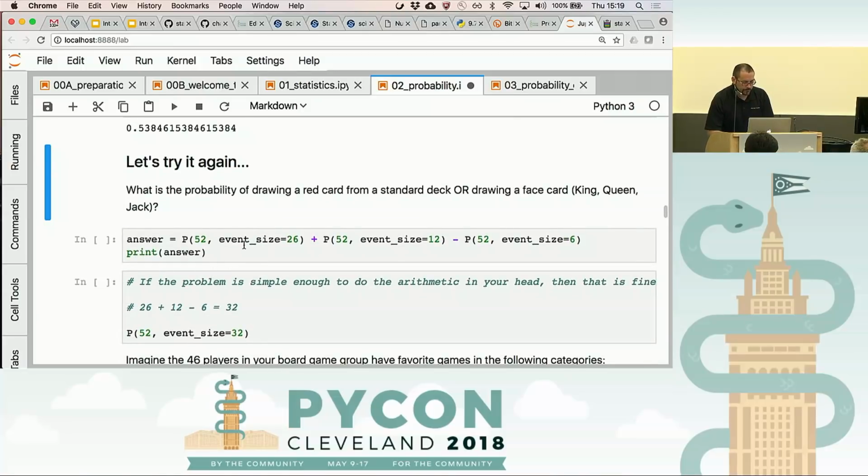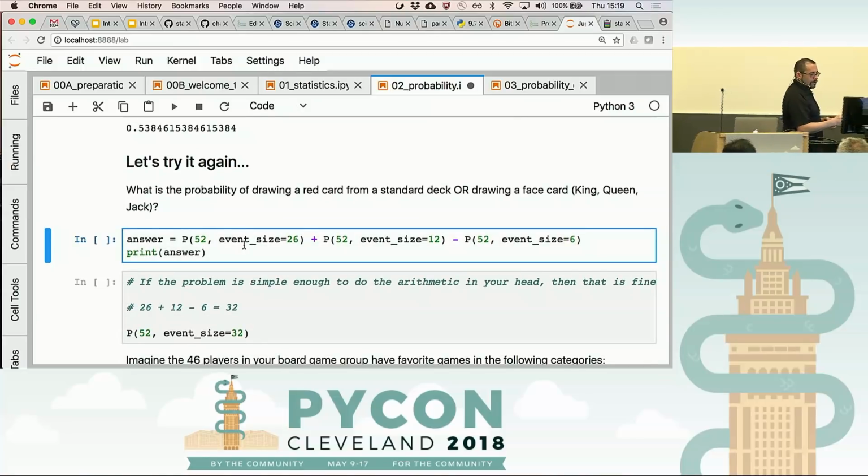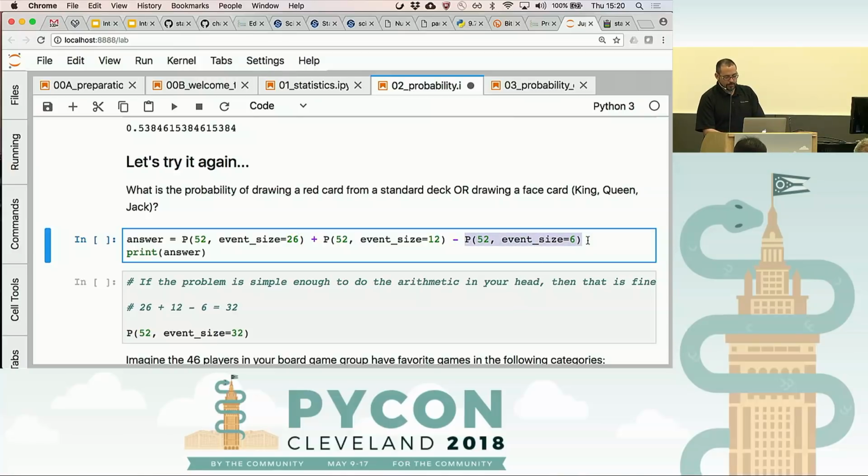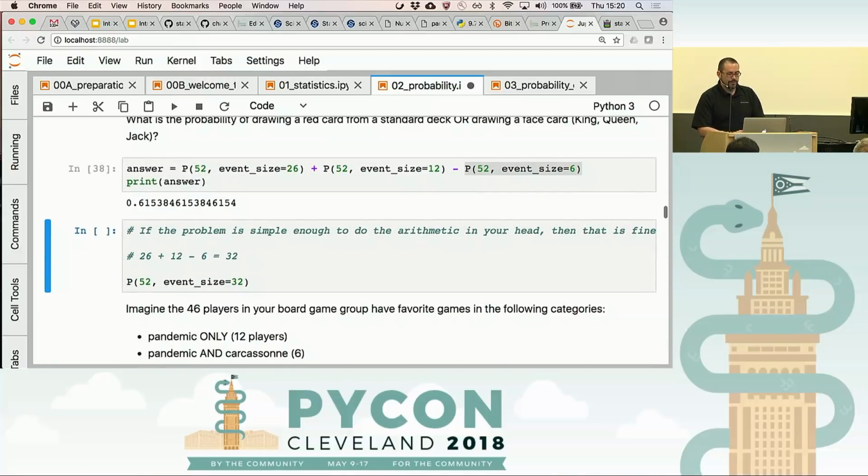All right. So what's the probability of drawing a red card or getting a face card? A king, a queen, or a jack? Well, how many kings, queens, and jacks are there in a standard deck? How many jacks, queens, and kings? 12. All right, so I say, hey, I've got 12 here. There's 26 red cards. How many jacks, kings, and queens are red? 6. So I want to get rid of those because we do not want to double count them. And sure enough, it's a little bit higher because now we're looking at a few extra cards.